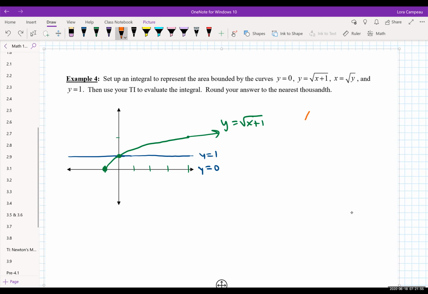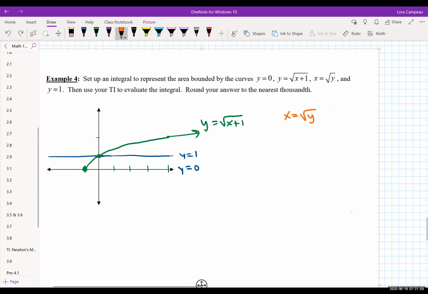So whenever anything's solved for x in terms of y, I might manipulate it again and say, okay, if x is equal to the square root of y, if I square both sides, I get x squared equals y, or y equals x squared. And it only helps when you're using part of it. So let's see, y equals x squared.